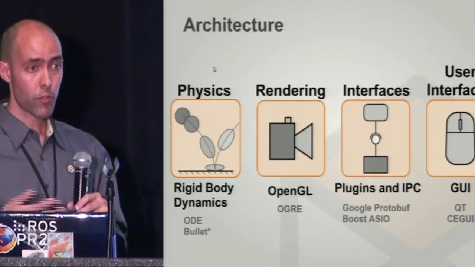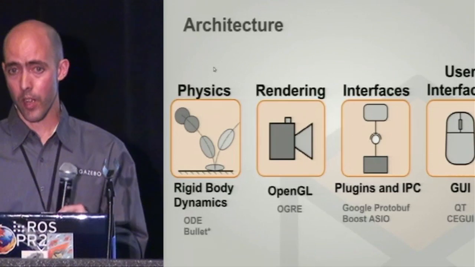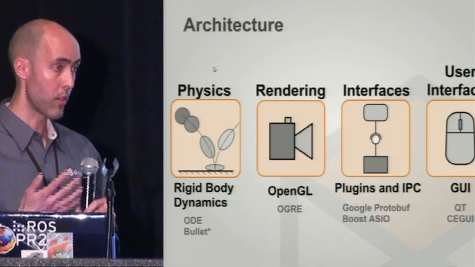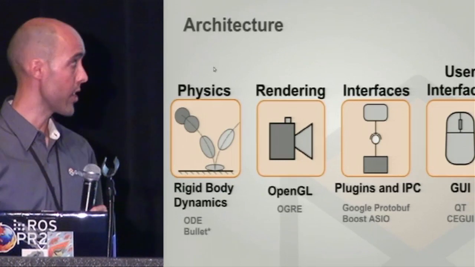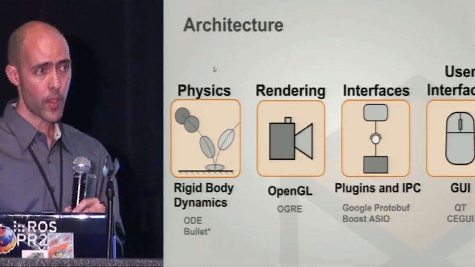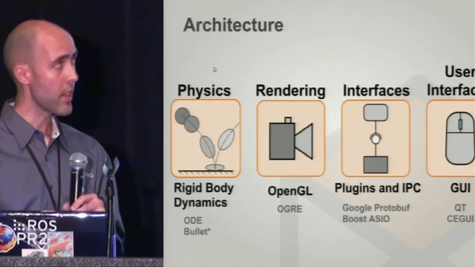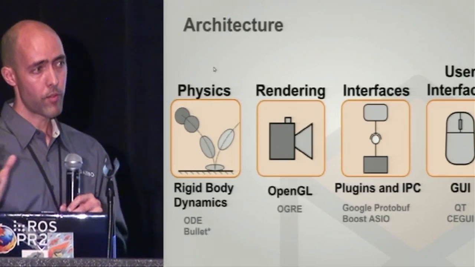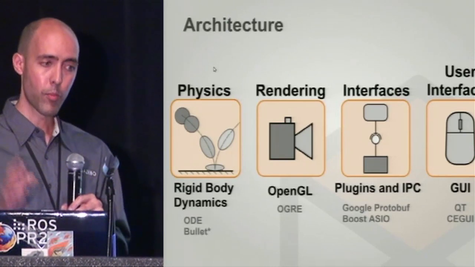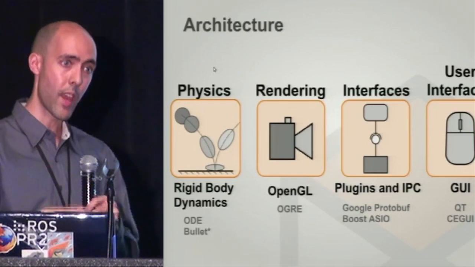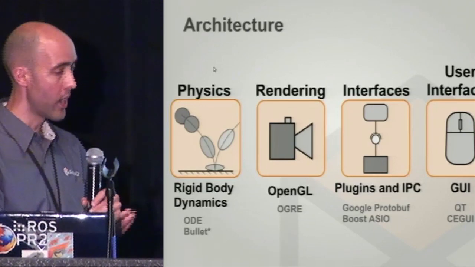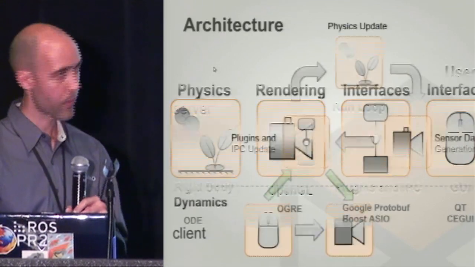In terms of interfaces, I've mentioned we have plugins and inter-process communication, which uses Google Protobuf and Boost ASIO to do socket-based communication. And finally, a set of user interfaces, the primary of which is Qt, but we also have this ability to support your own custom GUIs within Gazebo that act as an overlay in OpenGL through the CEGUI library.